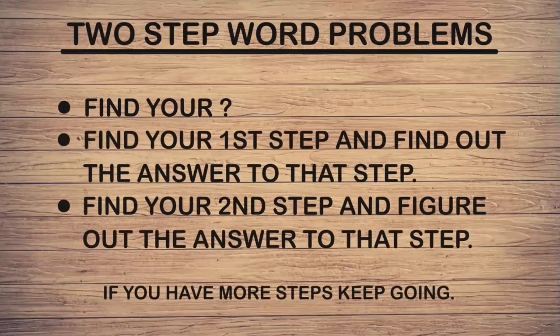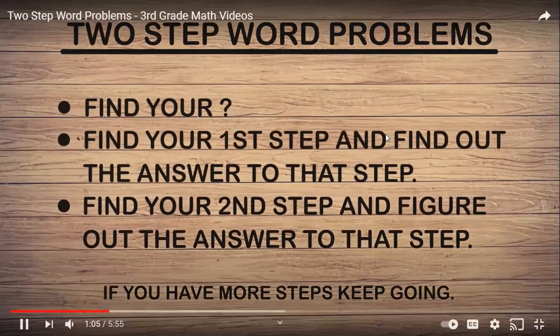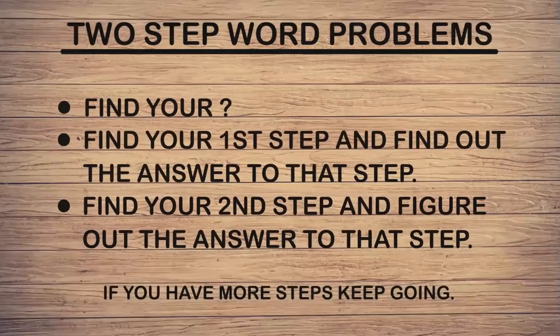After you know what the question is, you find your first step, or first part to solve, and figure out the answer to that step. Once you have that answer, you then move on to find your second step and figure out the answer to that step. Many times you'll need the answer from the first step to solve the second step. Usually, this will be the last thing you need to do in a two-step problem. Some word problems have more steps, and if they do, just keep solving the steps until you get the answer to the question in the problem.